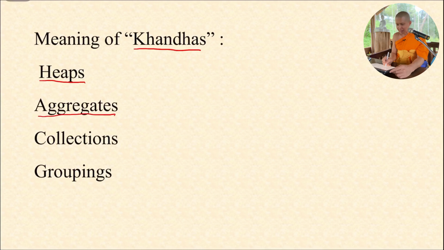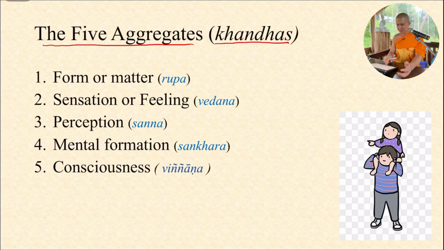And the second one is aggregate. Aggregate means, again, together. Put everything together. Collection, and groupings. This is the idea of khandha. You think of the army. The army may have like 1,000 soldiers. When you put 1,000 soldiers together, they become the army. This is one heap, one collection of soldiers, one group of soldiers. You have another 1,000 soldiers, you create another group. That's the general idea of what it means by khandha. So let's stick with the word aggregate. All right, come back here again.